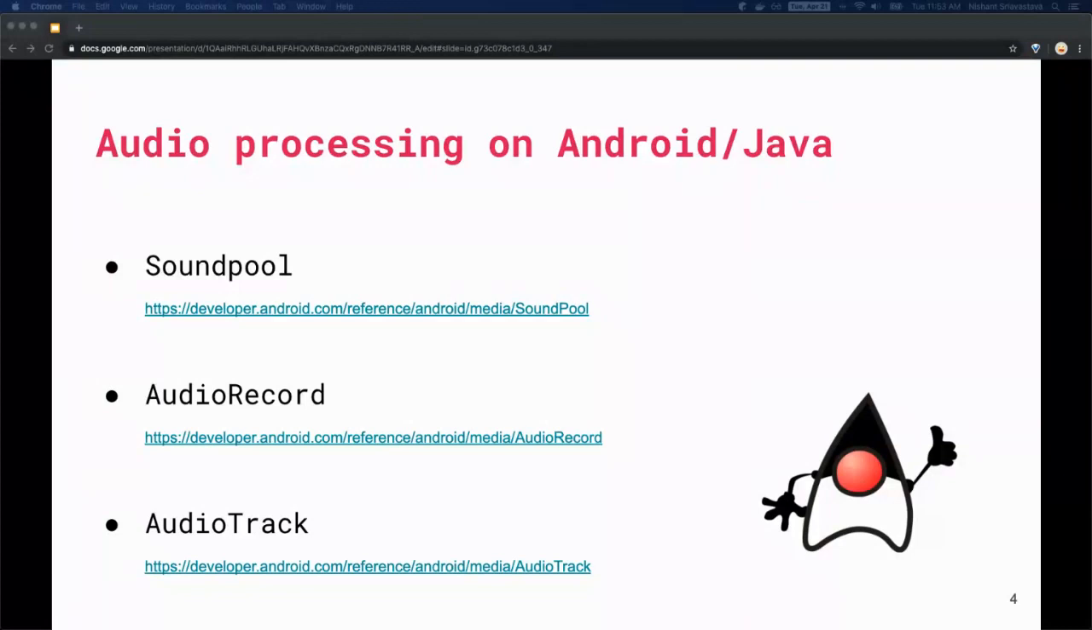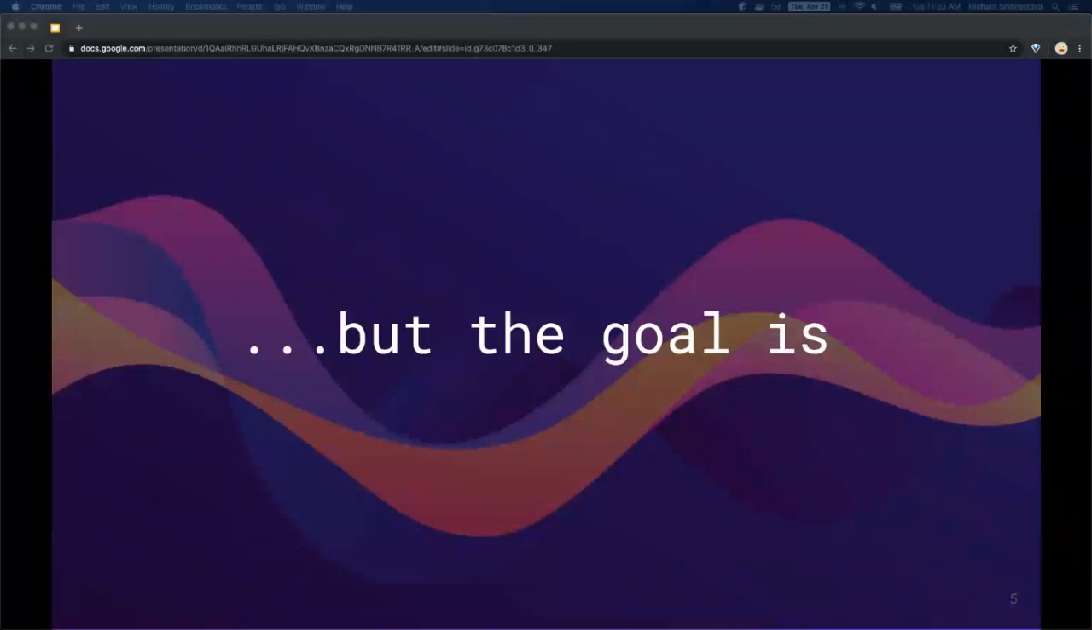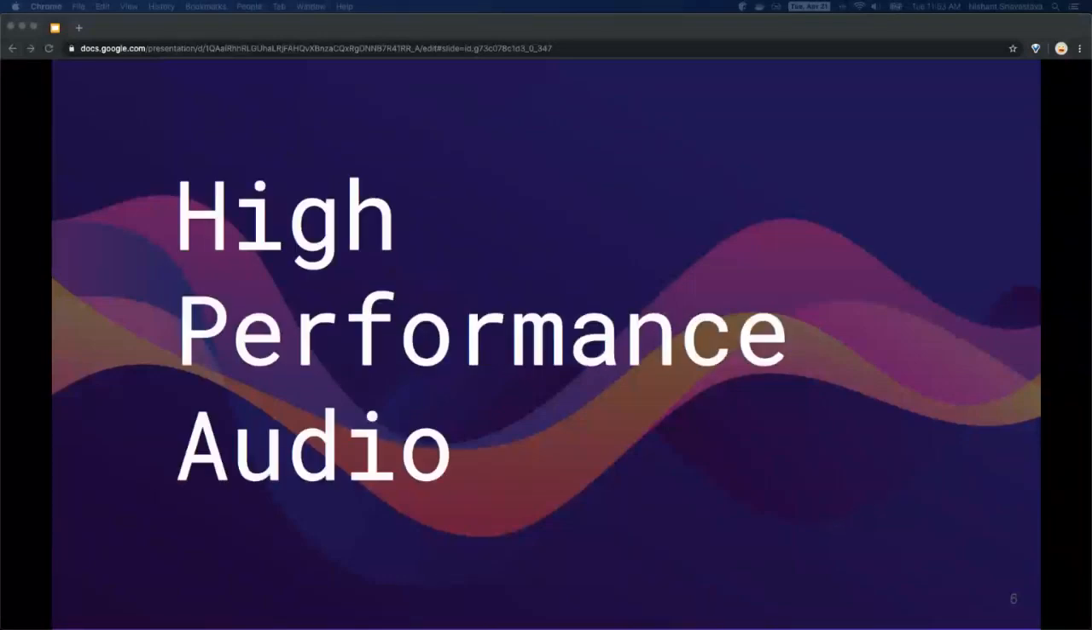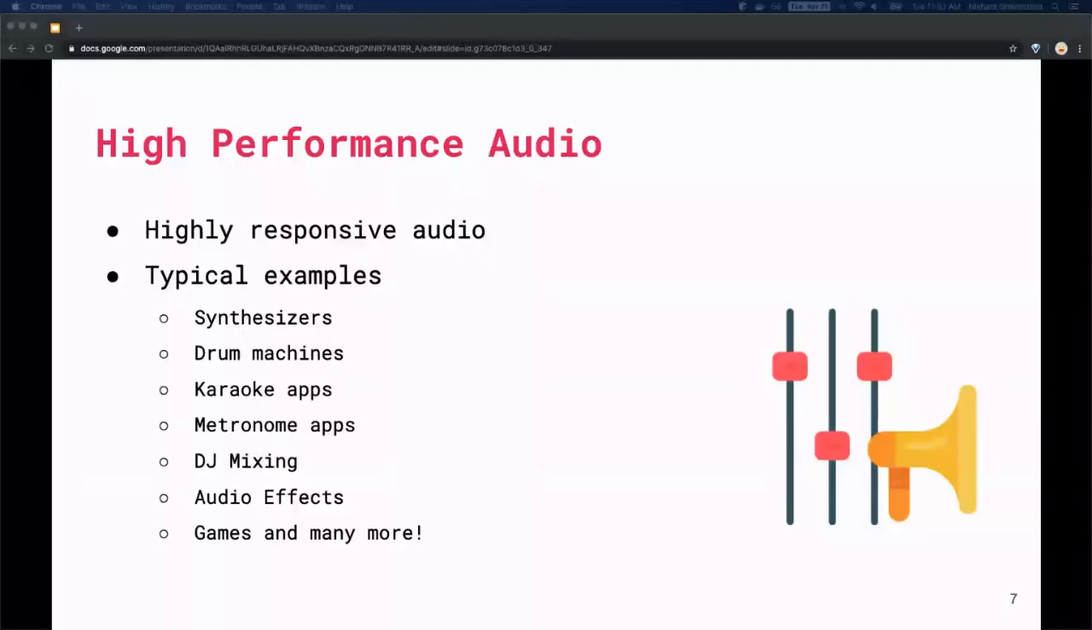And this is what mostly all the people would do because they are on the JVM side. You're writing Kotlin code or Java code, and this is what you see. But the goal is not that, right? Your goal is that you want highly performant audio. You want audio that performs really well. When I say that word, what I mean by that is that the audio is highly responsive.